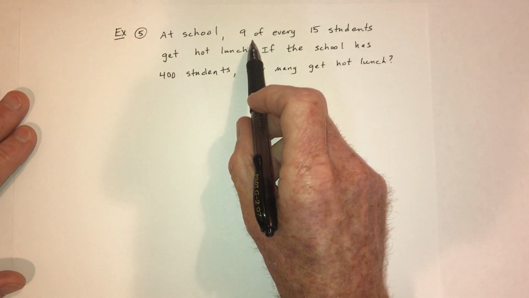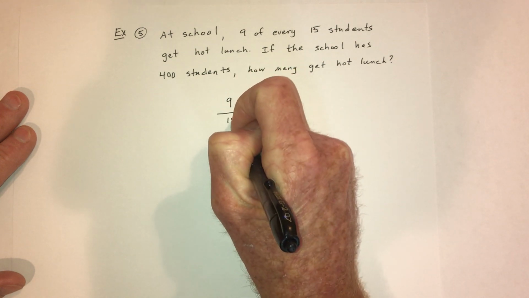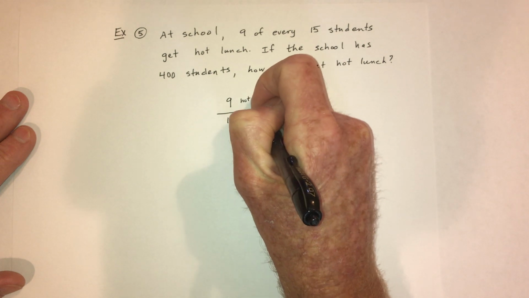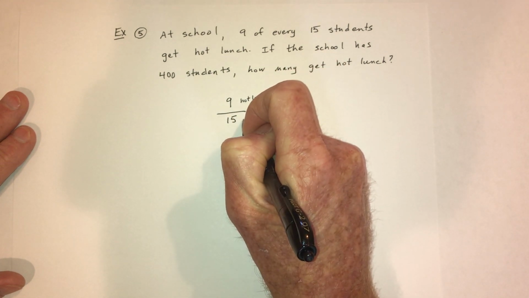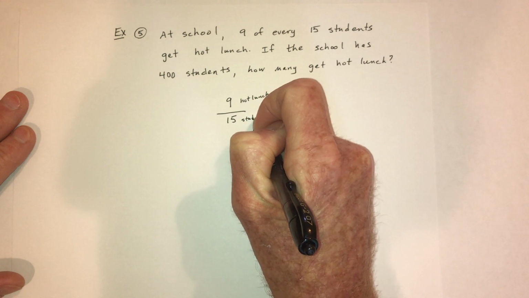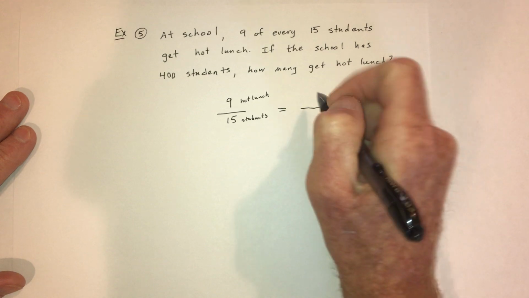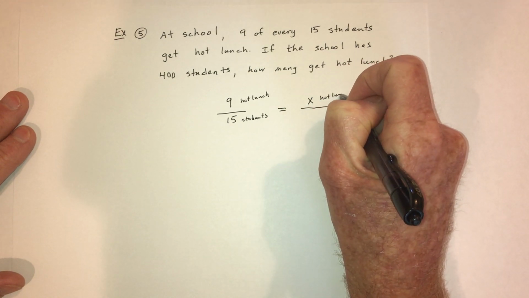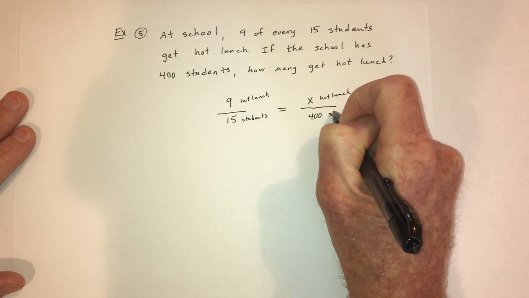So first of all, set up the first ratio. So 9 get hot lunch out of every 15 total students. And then how many get hot lunch if there's 400 total students?